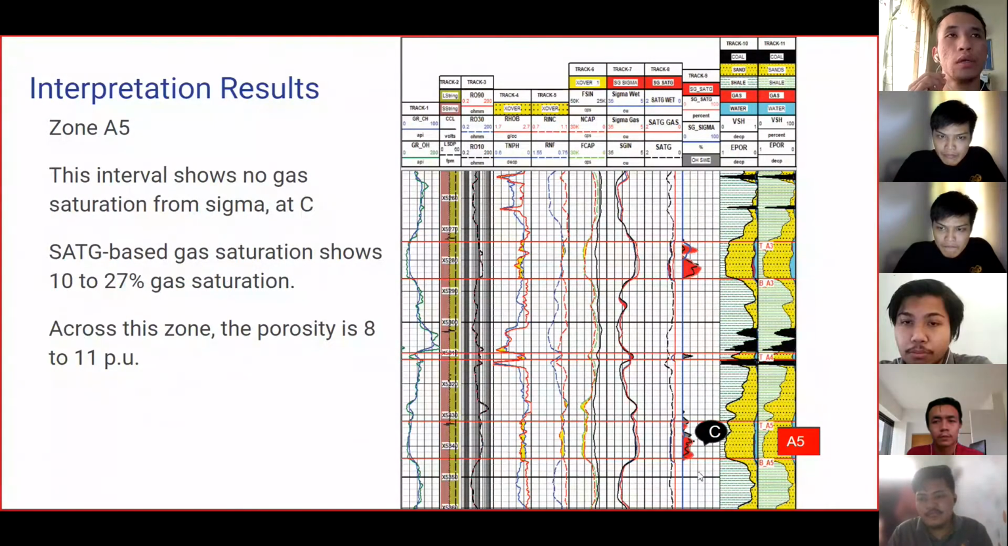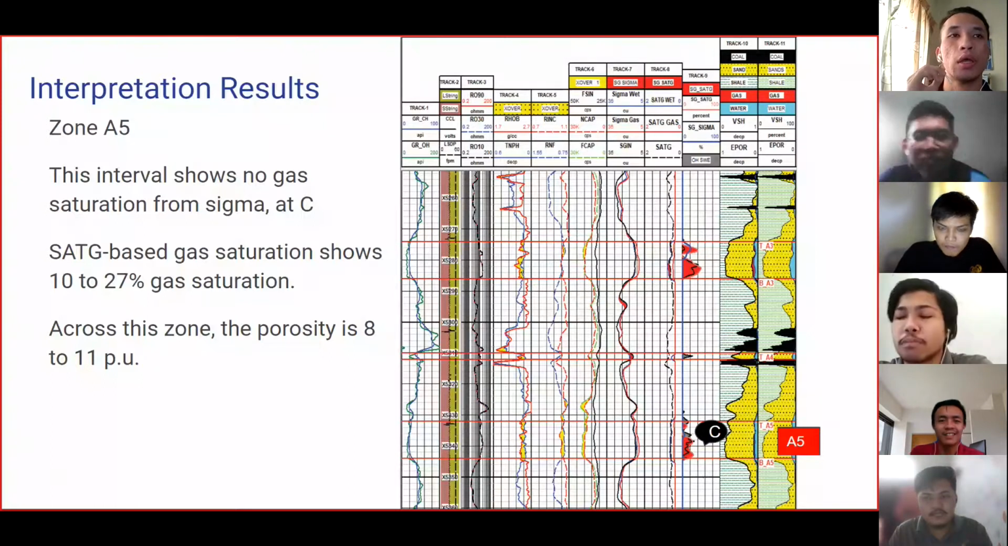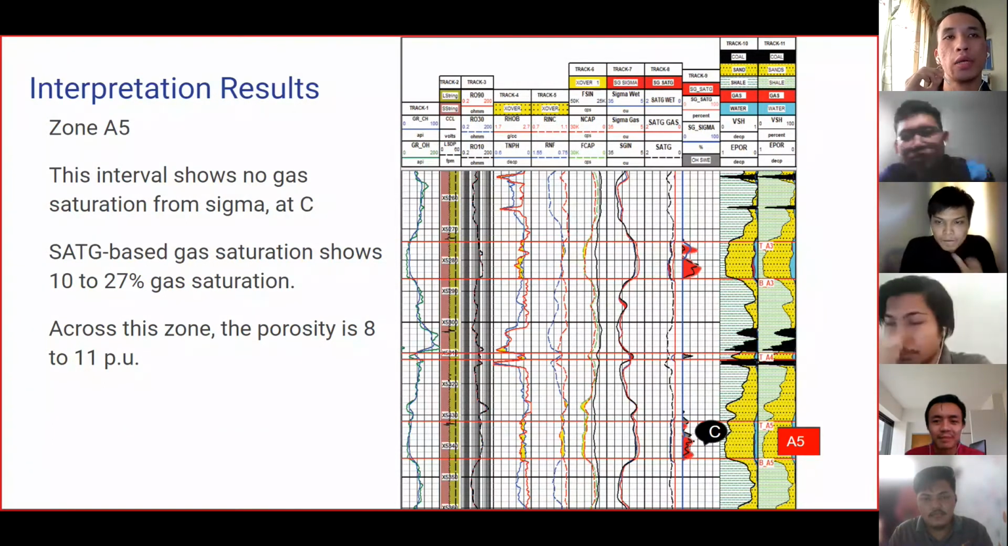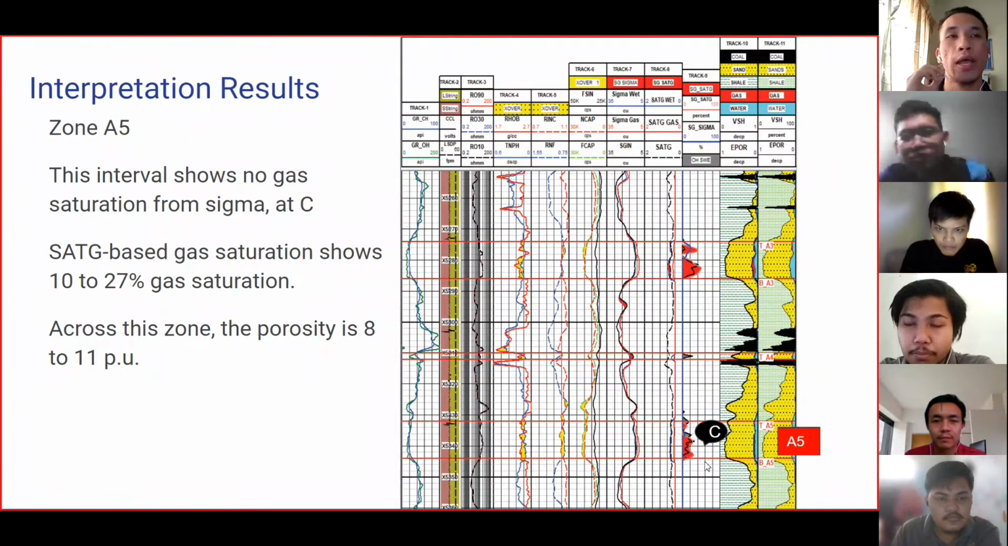Okay, thank you, Airil. So I'll move on to the interpretation result for zone A5. Based on the log, we can see the C point. Across this zone, the porosity is around 8 to 11 porosity unit. By using the sigma, this interval shows no gas saturation, while using the SATG, the gas saturation shows around 10% to 27%.